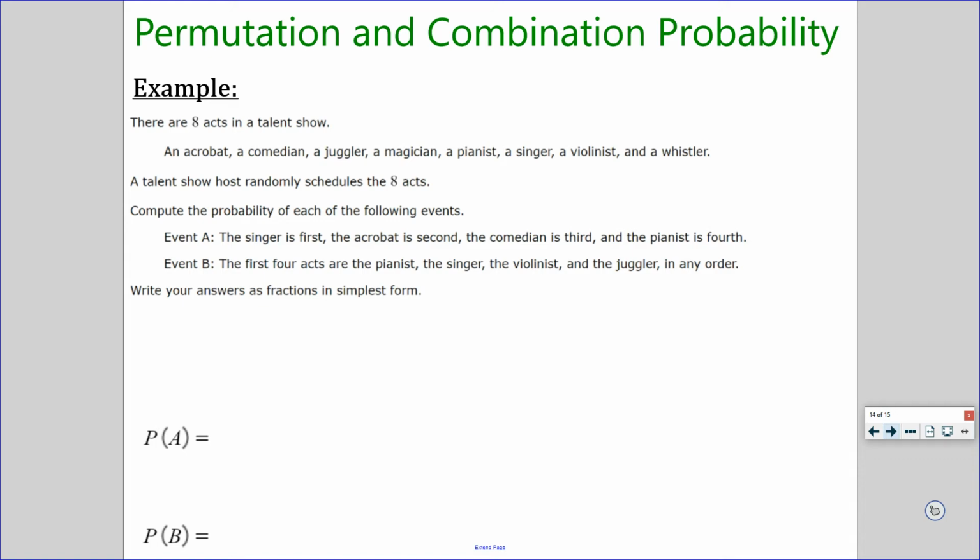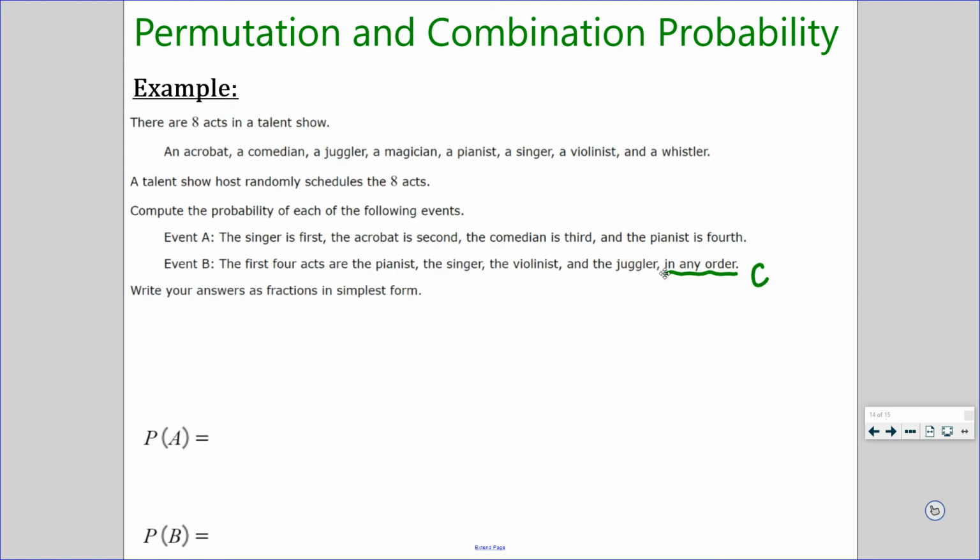There are 8 acts in a talent show: an acrobat, a comedian, a juggler, a magician, a pianist, a singer, a violinist, and a whistler. A talent show host randomly selects and schedules the 8 acts. Compute the probability of each of the following. Event A says the singer is first, the acrobat is second, the comedian is third, the pianist is fourth. Event B, the first 4 acts are just those 4 in any order. Ooh, keyword there, in any order. That's a dead giveaway. That order doesn't matter. Combination.